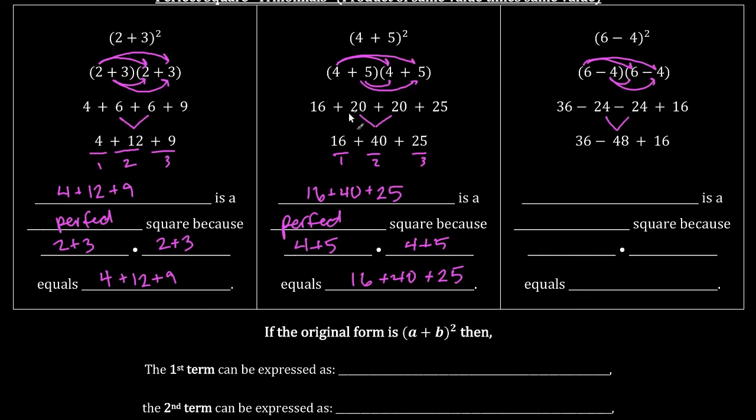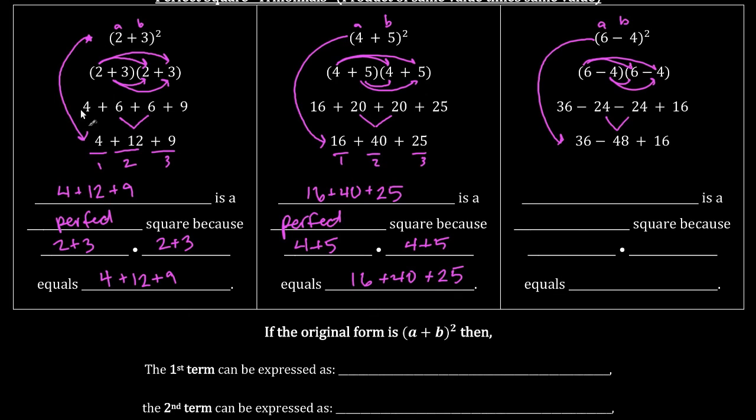Now, there must be an easier way to get from our original expression all the way down to our trinomial. There must be a quicker way. Now, let's think about this as a plus b to the second power. So that's a, this is b. A is 4, b is 5. A is 6, b is negative 4, because it's minus 4. How do we get from here all the way down here?